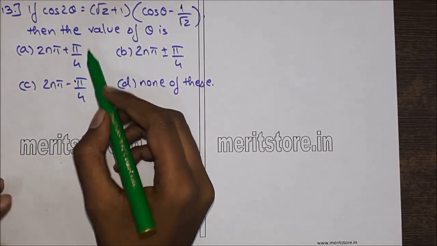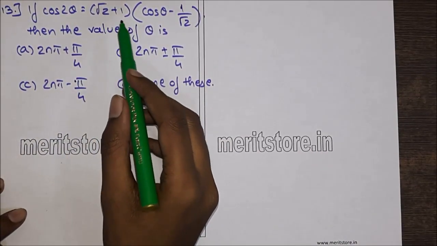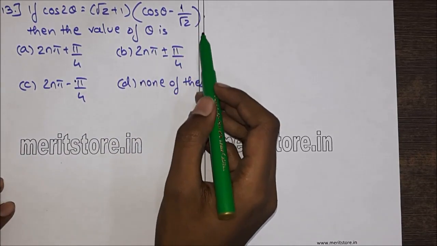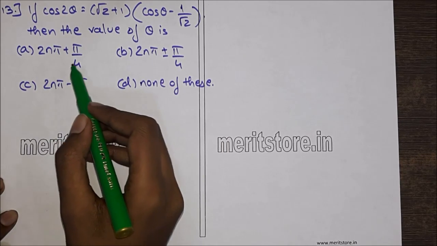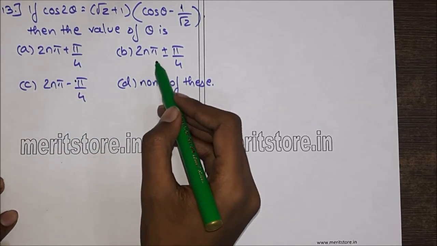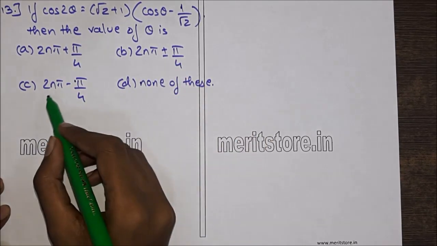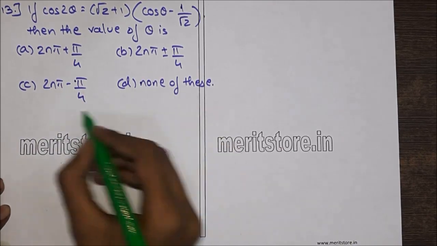If cos 2 theta is root 2 plus 1 into cos theta minus 1 by root 2, then the value of theta is, options are 2n pi plus pi by 4, 2n pi plus or minus pi by 4, 2n pi minus pi by 4, or none of these.